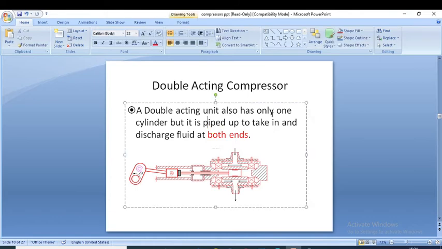A double acting unit also has one cylinder but is piped up to take in and discharge fluid at both ends.